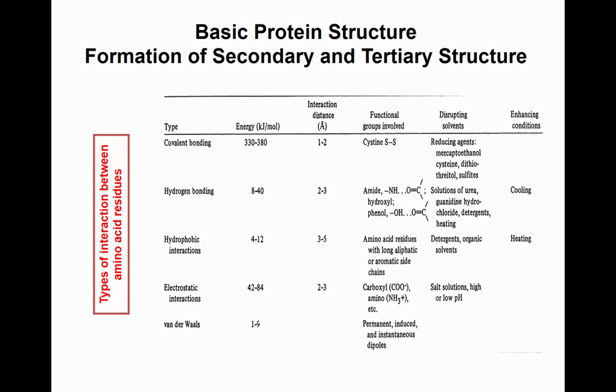Again, you want to know the disrupting solvent. So a covalent bond, you can break it by reducing agents. Because it's a bond formed due to oxidation, you can reduce it and break the disulfide. There are a bunch of reducing agents: mercaptoethanol, dithiothreitol, DTT for easy pronunciation, sulfide, cysteine. If you add them to your protein solution, they're going to break your disulfide linkage.